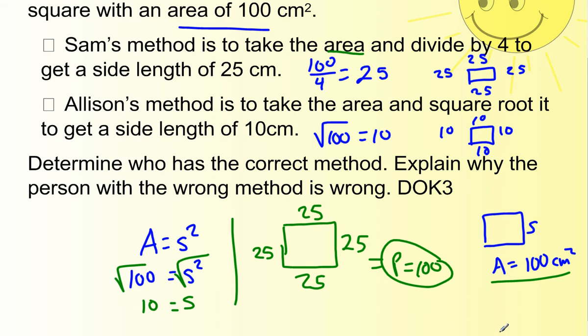So Allison was correct. You would square root it to get rid of the s squared. Sam is wrong because he was thinking about perimeter, not area.